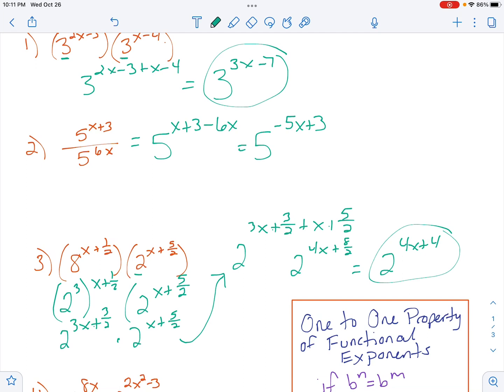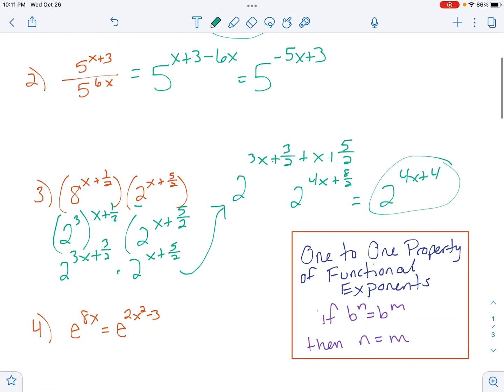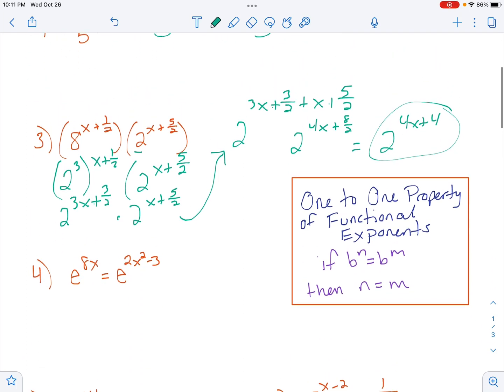So what did we do? We made it so that we had the same base. Well, now when we're solving, guess what? We have this lovely one-to-one property. Anytime you have the same base, what you can do is set the exponents equal. So look at number 4. E is my base on the left, E is my base on the right. They're exactly the same, so what I can do is take my exponents and just set them equal.